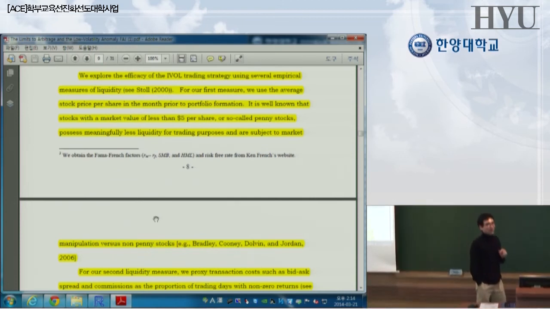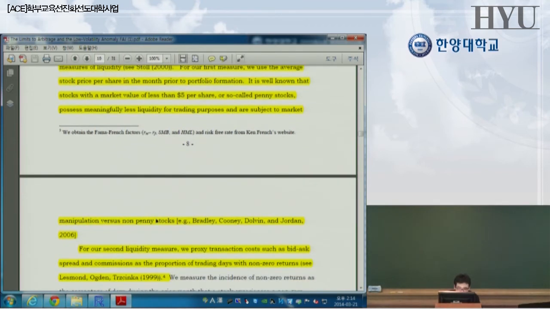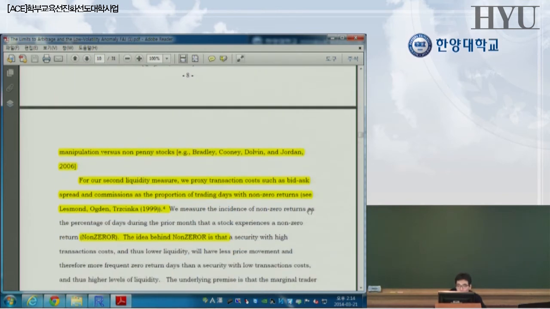This is one. So how expensive is this? Okay, second liquidity measure: we proxy transaction costs such as bid-ask spread and commission as the proportion of trading days with non-zero returns. Why is that? We measure the incidence of a non-zero return. Non-zero return means that the stock price moves.